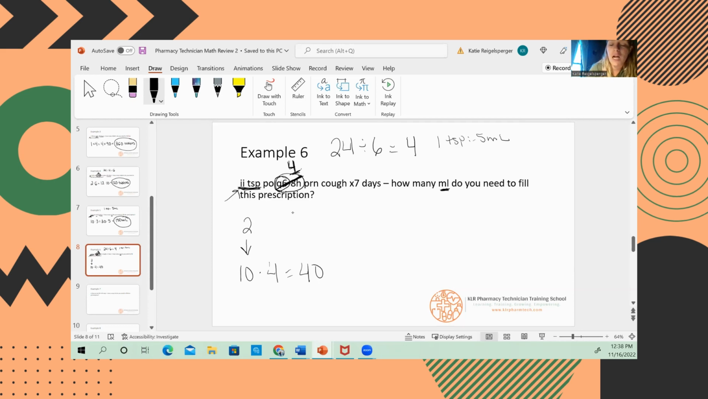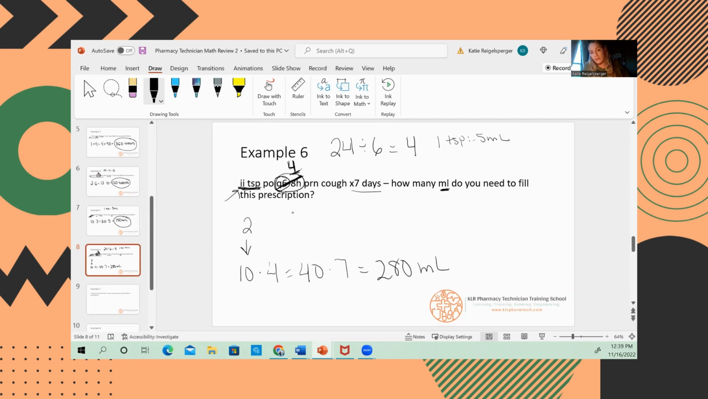How many days do we take 40 milliliters a day for? 7. 40 times 7 equals 280 milliliters. Guys, be careful too on your calculator.